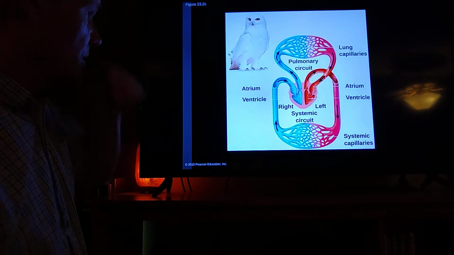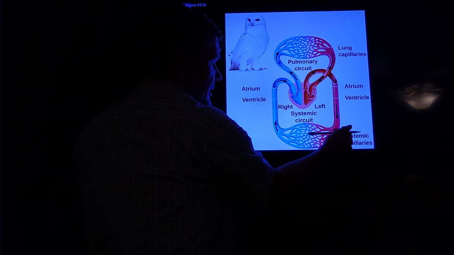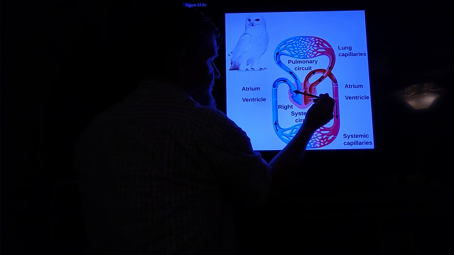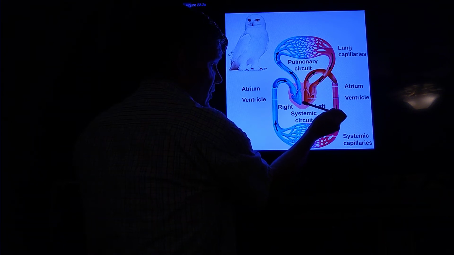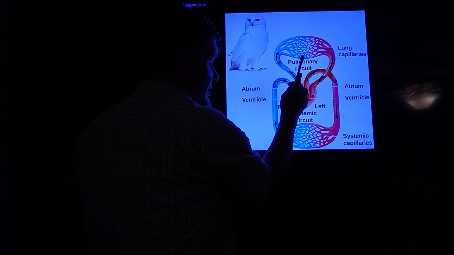So here we see a 4-chamber heart. Deoxygenated blood comes in on the right side, comes to the right atrium. The right atrium sends blood down to the right ventricle. The right ventricle, notice the very obvious wall. The right ventricle sends blood to the lungs where it picks up oxygen.